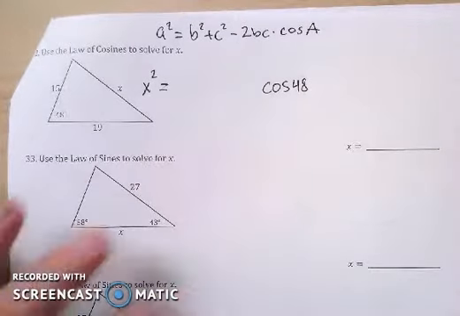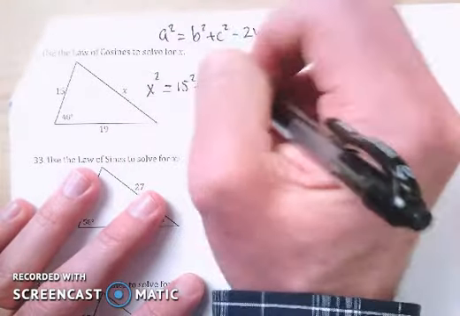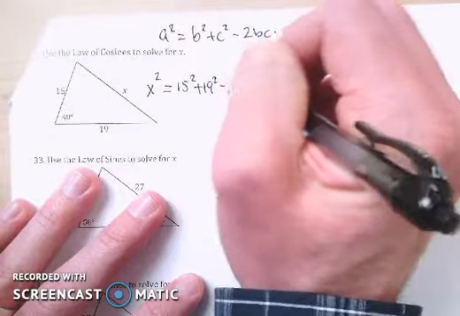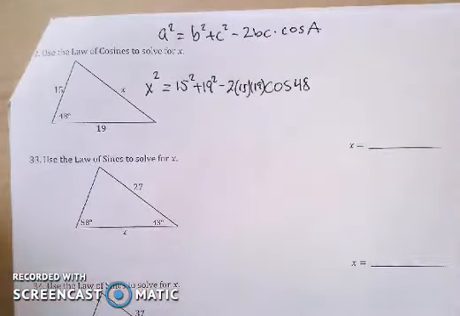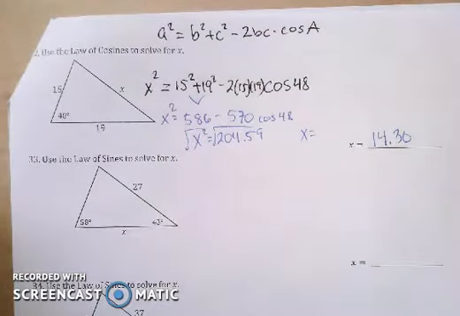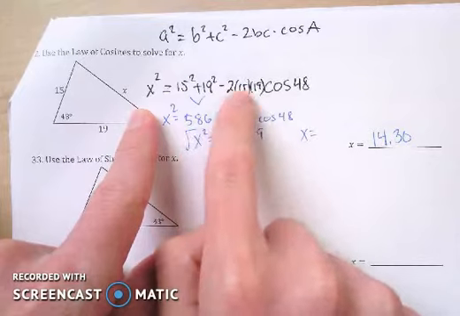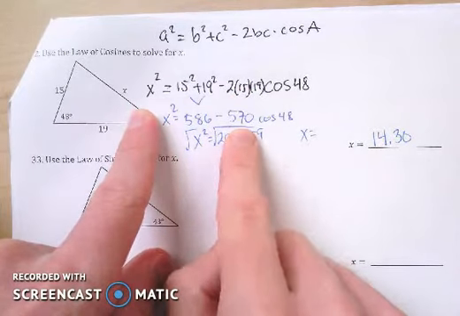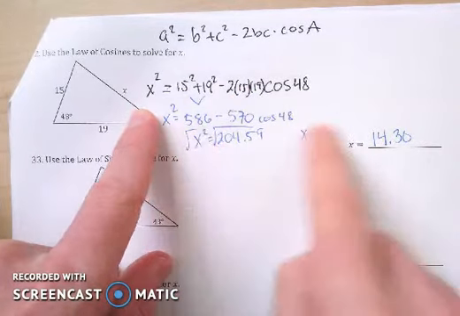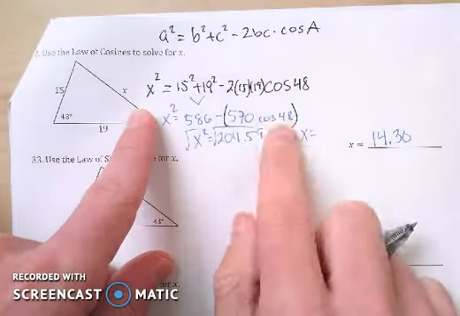Now I'm going to go ahead and fill in what I know. That's 15 squared plus 19 squared minus 2, 15, and 19. Okay? All right, I'm going to pause the video real quick and do some quick math here. Boom! Okay, so I did it. Isn't that fast, right? Okay, so first I evaluate this piece. I get 586. I evaluate 2, 15, 19. That's 570. Cosine 48. Make sure you put this all in your calculator at once and put parentheses around here to do that part first.